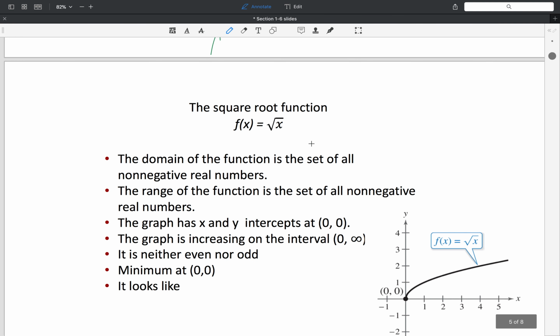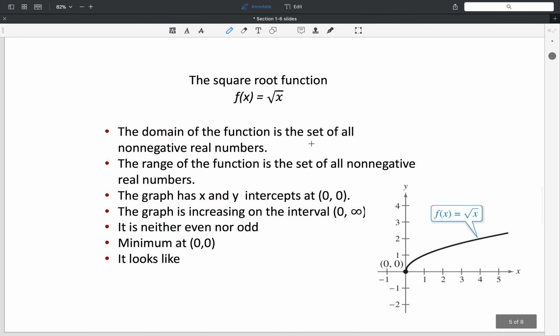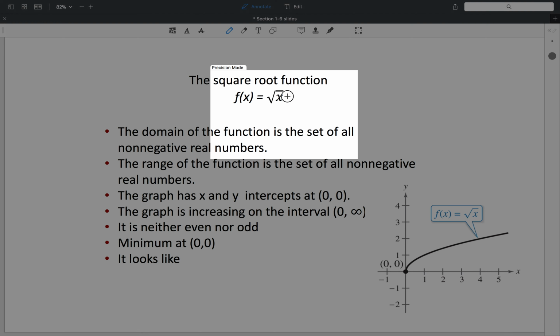So I want to look at the square root function. Again, the domain is going to be the set of all positive numbers and 0. We've talked about that before. Remember, I think it's the number one rule of Math Club that you can't take a square root of a negative number.